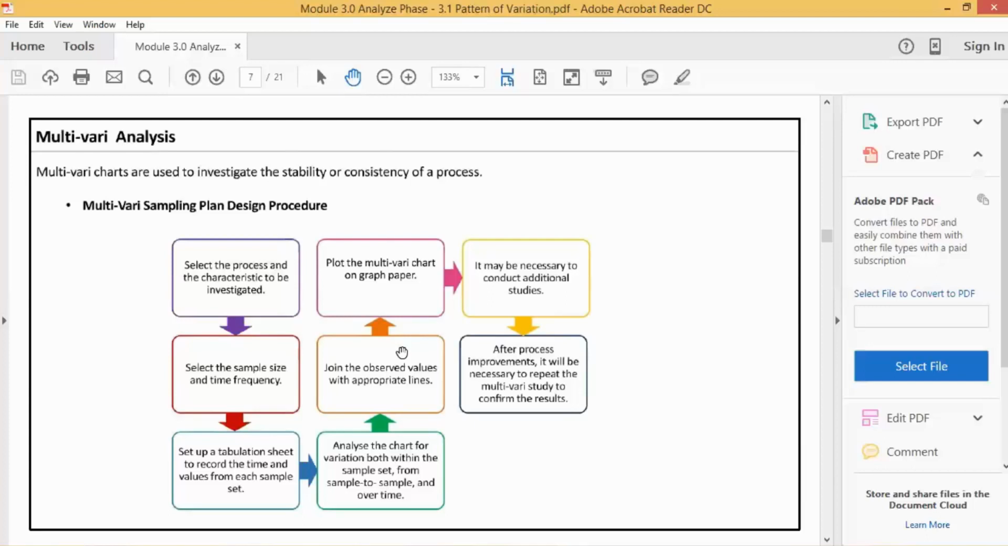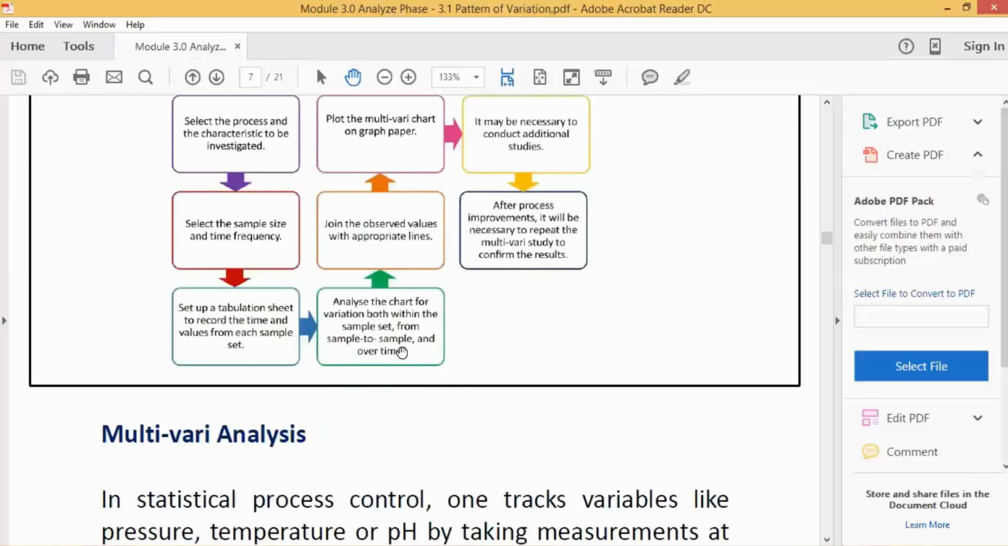So you have to draw a graph. It's very simple, nothing complicated about it. You have to select the sample size, select the sample and then draw a graph. And from the graph you infer whether there is a variation in the process or there is a consistency or stability in the process.